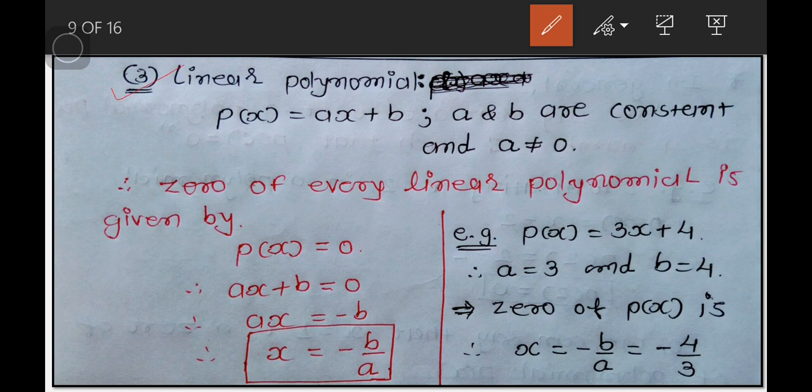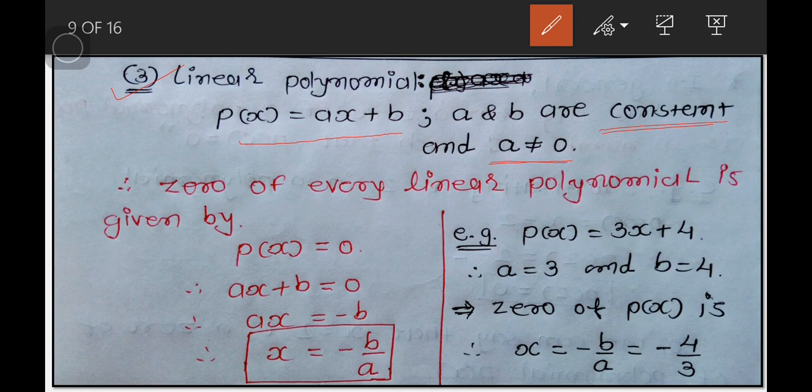The third thing to note here is the linear polynomial, as we studied in the previous lecture. What is a linear polynomial? The general form of a linear polynomial is p of x is equal to ax plus b, where a and b are constants, and a is never 0, that is, a is not equal to 0.